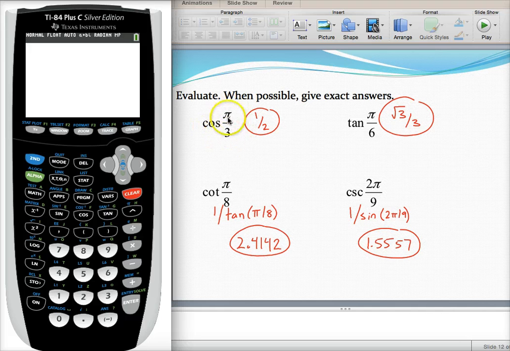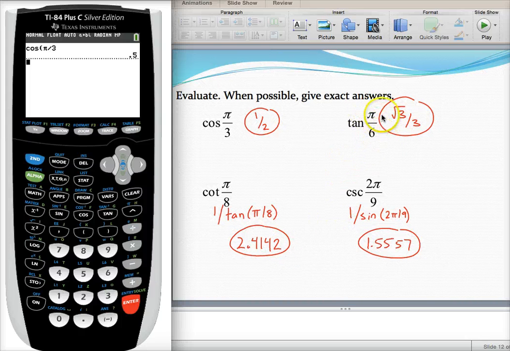So pi over 3 is a special angle. In fact, that's just 60 degrees. So using my chart, I can look that up. Cosine of pi over 3 is 1/2. Well, since 1/2 is a nice decimal, let's just see what happens. If I type in cosine of pi divided by 3, I can see that it does come up just 0.5. That's not the case over here.